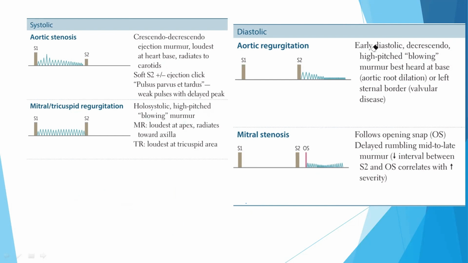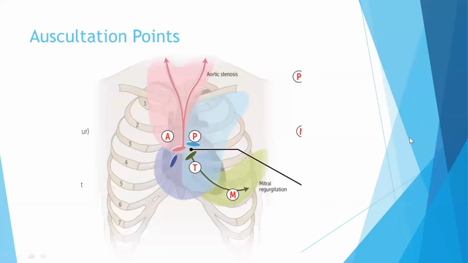Very high yield. Now let's talk about some of the auscultation points of the murmurs. The aortic valve auscultation point is in the right second intercostal space. The pulmonary valve auscultation point is in the left second intercostal space. The tricuspid valve is just lateral to the left sternal border, and the mitral valve is at the apex beat area. But if the mitral murmur is so loud, it can also be heard sometimes at the sternal border, right?